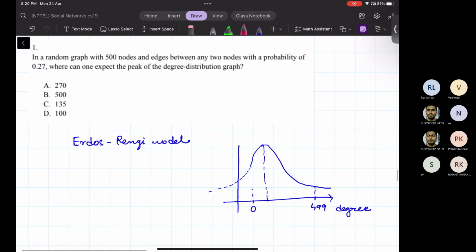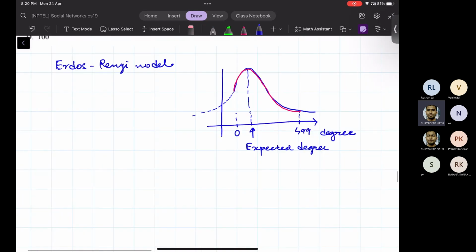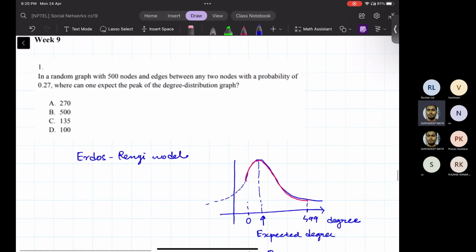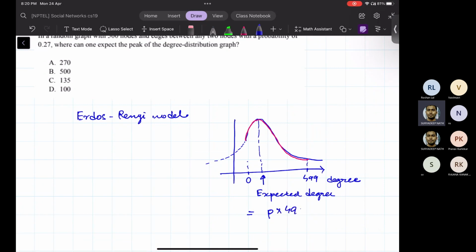So this red part is the actual degree distribution that you see, but if you extend it, it would be a normal distribution, and this peak is the expected degree. So expected degree of each node is basically the probability with which the edge is added times the maximum number of edges that a particular node can have, that is 0.27 into 499. This is around 135. So this is the right answer, option C.